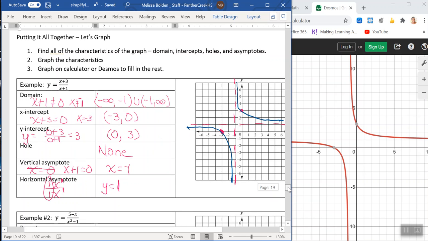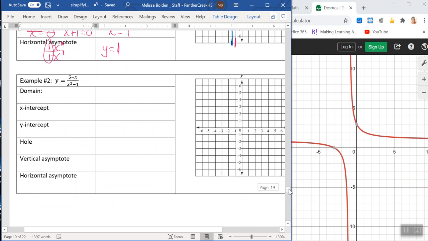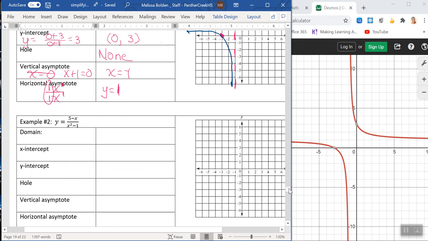All right, let's do another example. So our domain, remember, we set our denominator not equal to 0. So our domain is x, and let's go ahead and factor that. Let's make this 5 minus x over x plus 1, x minus 1. Okay, so my domain is x is not equal to negative 1, and x is not equal to positive 1.